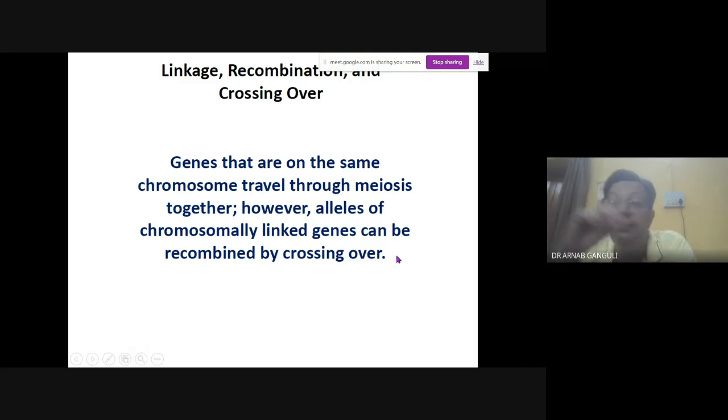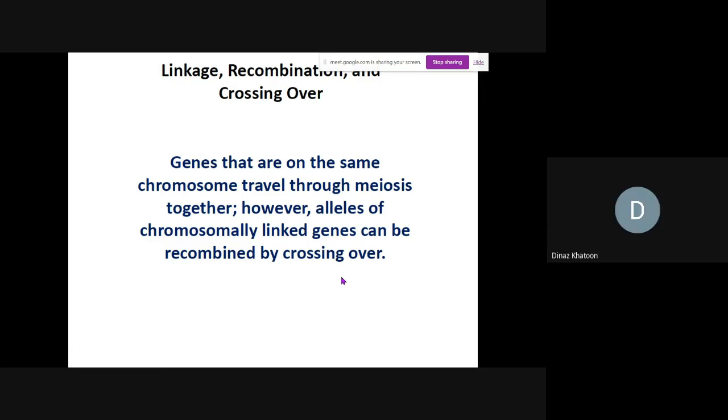बहुत बड़ा statement है. Genes that are on the same chromosome, they travel together through meiosis. मतलब जो कि पास में है सेम क्रोमोसोम में, मियोसिस में उन लोग का चांस बहुत ज्यादा है कि एक साथ ही चले जाए. Not the parental ones. That is where there is no crossing over. But alleles of chromosomally linked genes, जो alleles है chromosomally वो लोग linked है, लेकिन when crossing over takes place, ये recombination takes place. ठीक है?